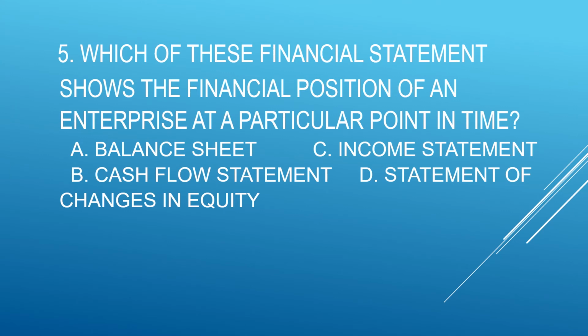Which of these financial statements shows the financial position of an enterprise at a particular point in time? A. Balance sheet. B. Cash flow statement. C. Income statement. D. Statement of changes in equity. Okay, still write your answer on your paper.